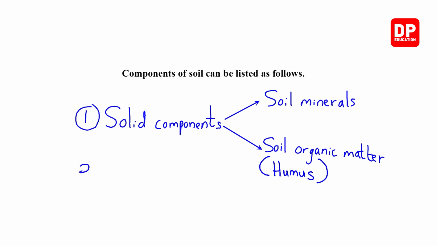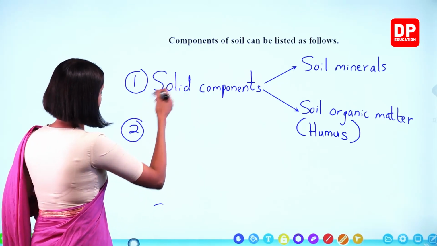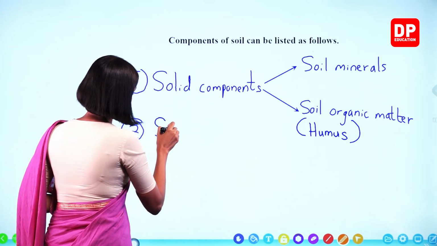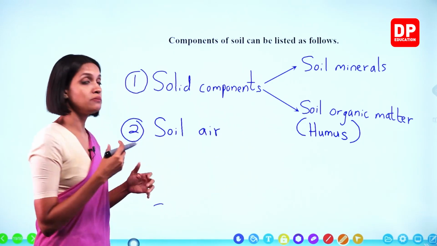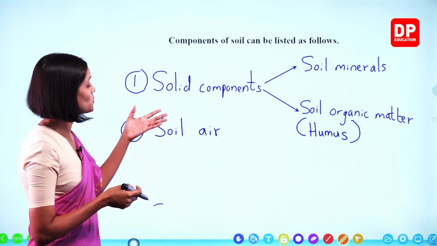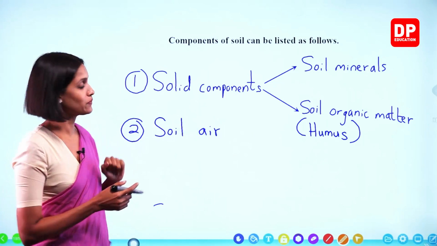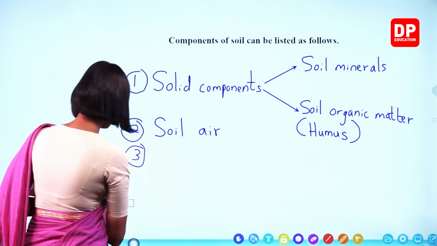Number 2. Solid components is the first one, right? The second one, soil air. In between soil particles, air is trapped. This is known as soil air. Number 3, soil water.